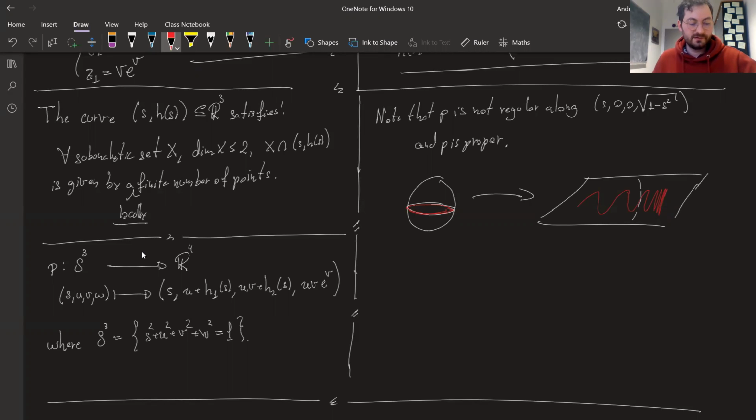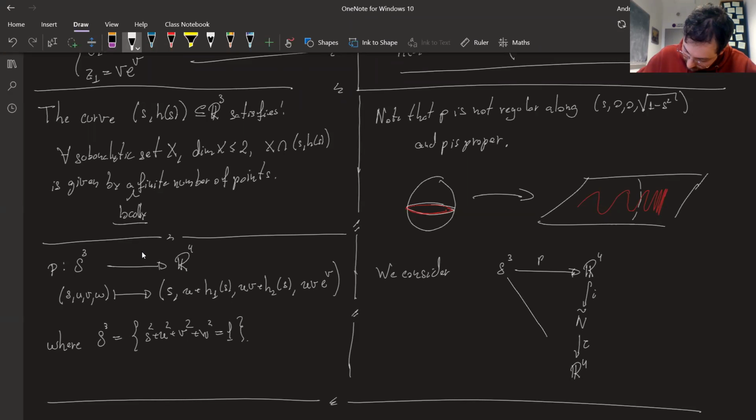In order to guarantee that everything is as it should be, let's just consider a small extra computation, and we consider this morphism R4, and we are going to take it in a manifold M tilde, which is just the blowing up of R4. And now this is the morphism we're going to consider.